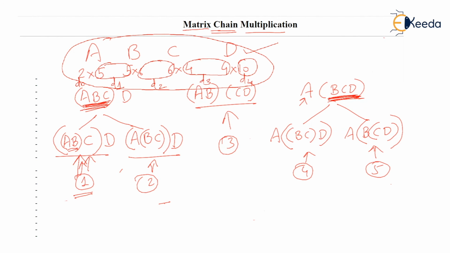So if D is an array with 2, 5, 6, 4, 10. See this? This is 0, 1, 2, 3, 4 elements. Then 2 cross 5 is the first matrix. Are you understanding? 2 cross 5. Then 5 cross 6 is the second matrix. 6 cross 4 is the third matrix. And 4 cross 10 is the fourth matrix. This is the way how we are going to store the dimensions of the matrices.